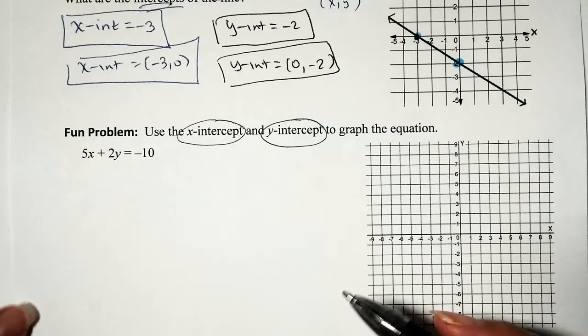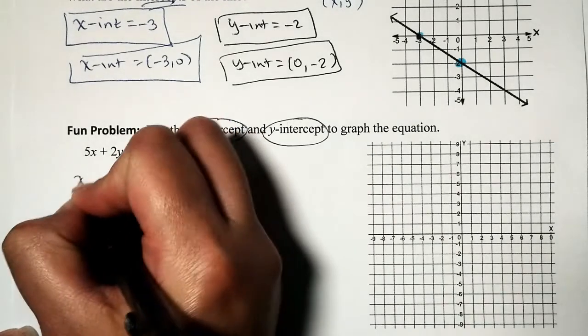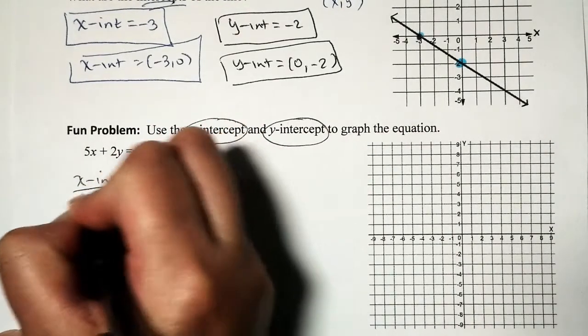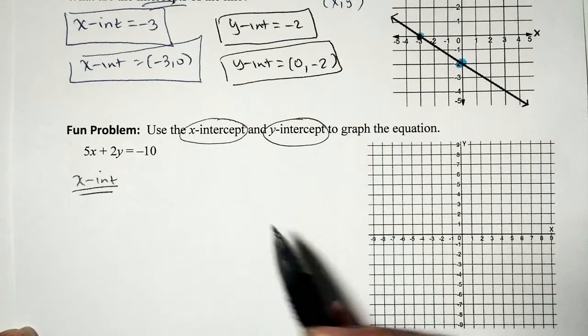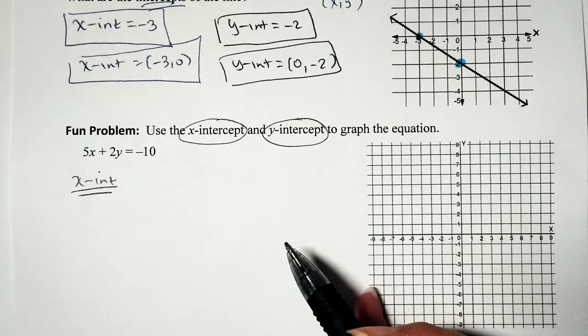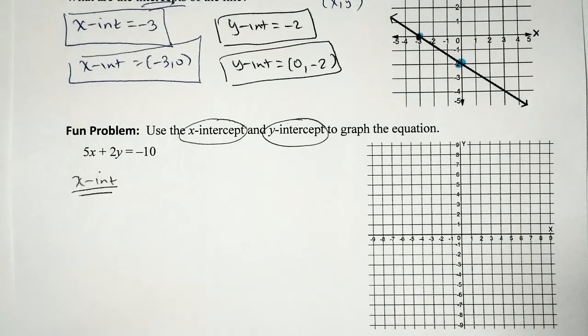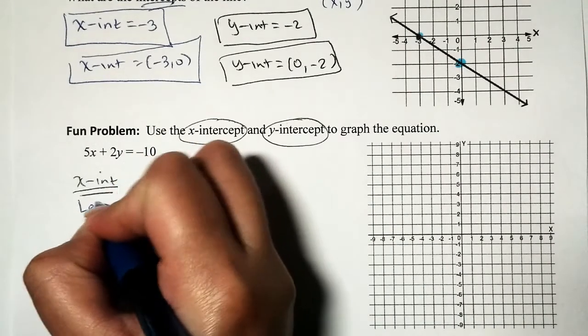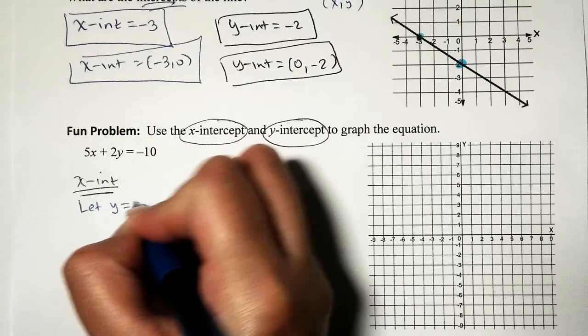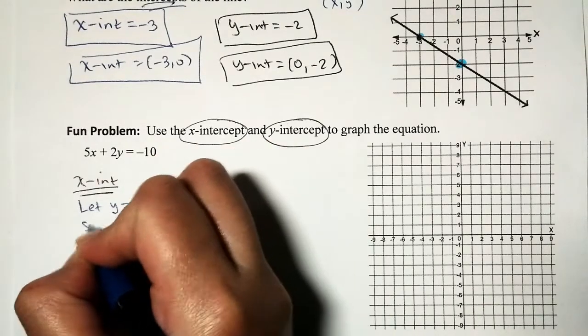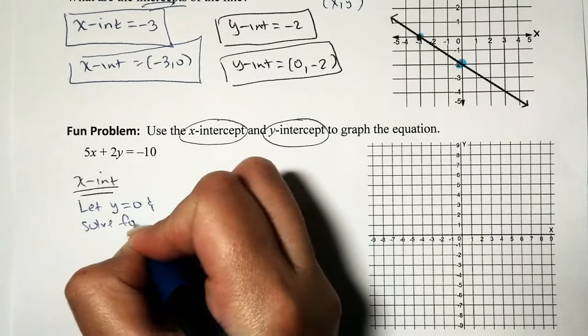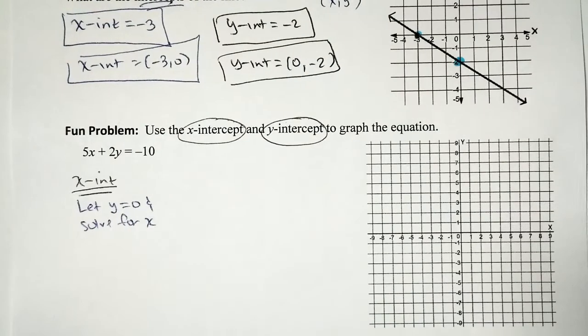So now the question is, which intercept should you find first? It doesn't really matter. I like to do things in alphabetical order. So we're going to find the x-intercept first. The question is, how are we going to find it? I'm going to open up the book, and the book says let y equals 0 and solve for x.